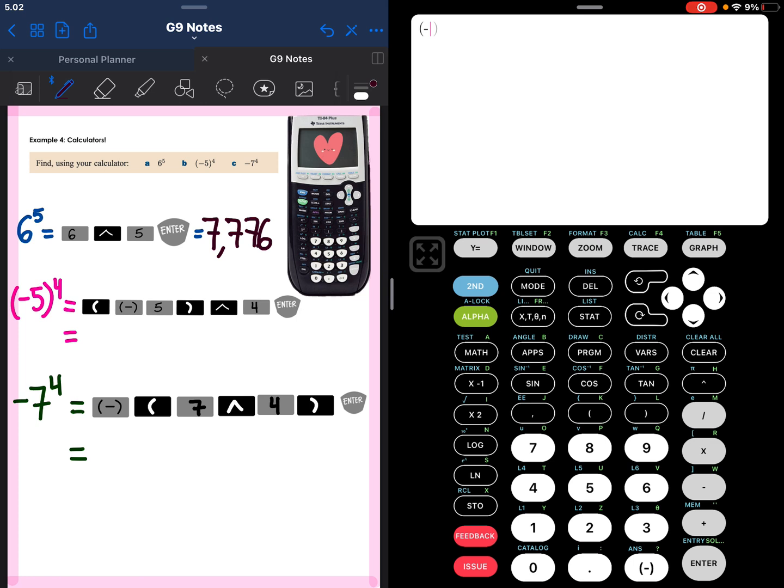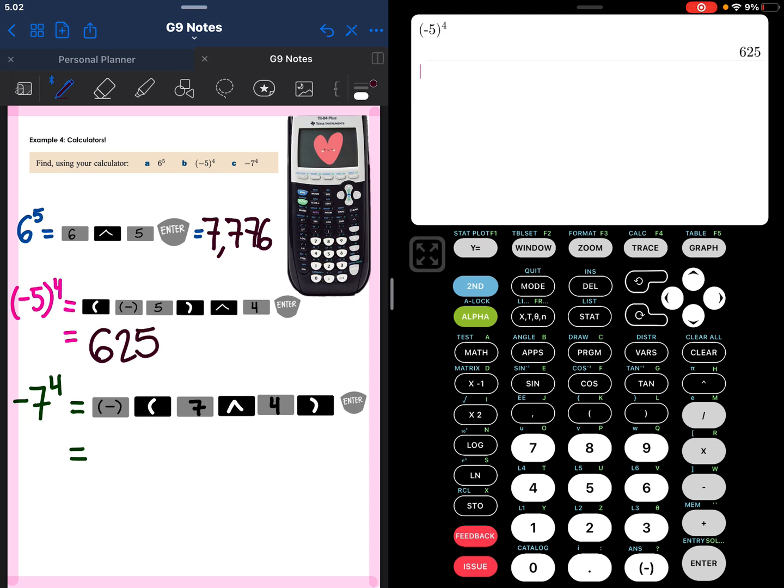Okay? So negative, and then 5, close parentheses, and then caret top again, and 4, and then you enter. And as expected, it should be positive 625.